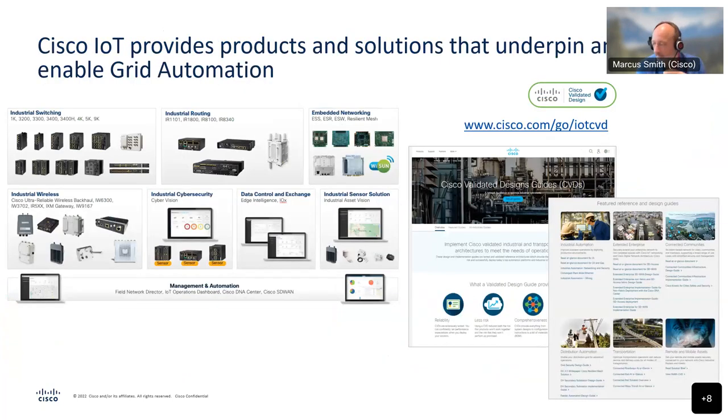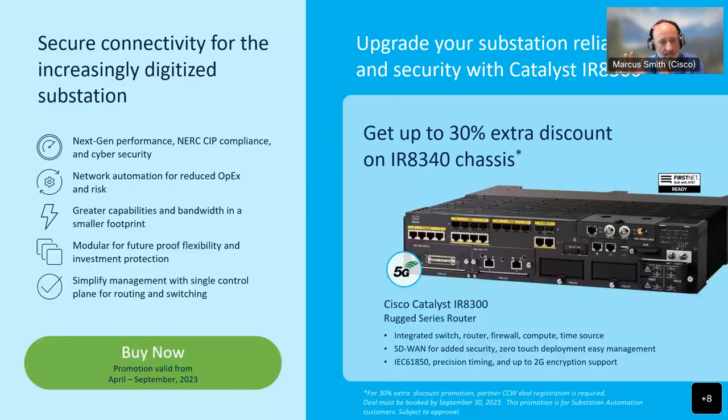Next slide. Yeah, so we've got lots of products which are geared towards utilities, lots of hardened IoT products specifically built for utilities. And we have CVDs and solution CVDs that are available on our external website. The CVDs really will take the IoT products and also the wider Cisco products and turn them into solutions that customers can actually deploy.